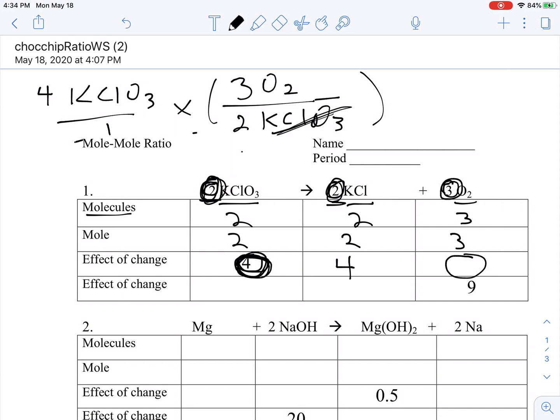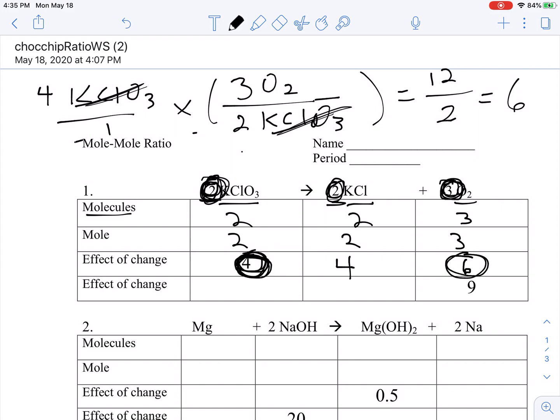and this cancels out with this. We have top times top is 4 times 3 is 12, bottom times bottom, 1 times 2 is 2, and that would give us an answer of 6. So if this potassium chlorate changed from 2 to 4, the oxygen would change from 3 to 6, and you can see clearly what's going on here. This potassium chlorate doubled when it went from 2 to 4. This doubled. The oxygen also would have to double. It goes from 3 times 2 would be 6.